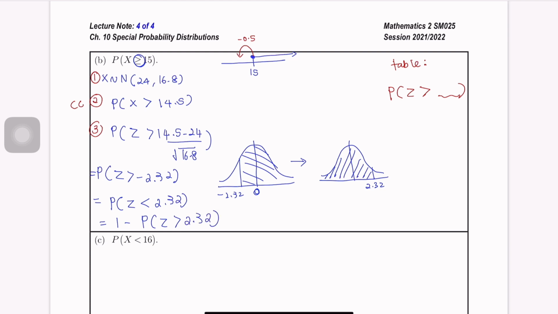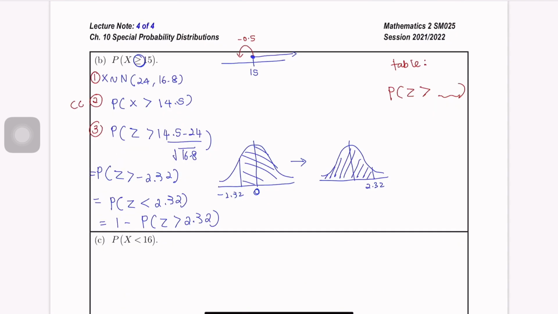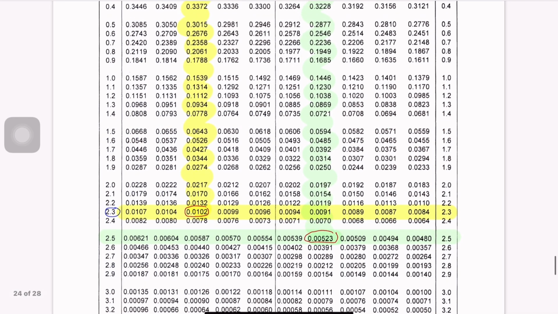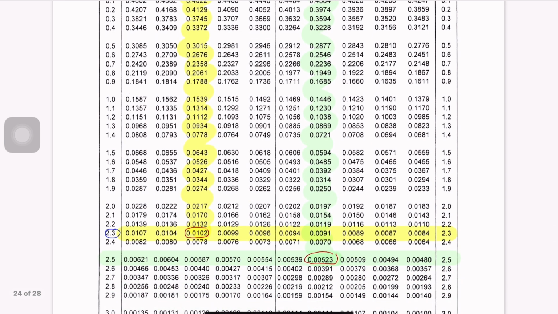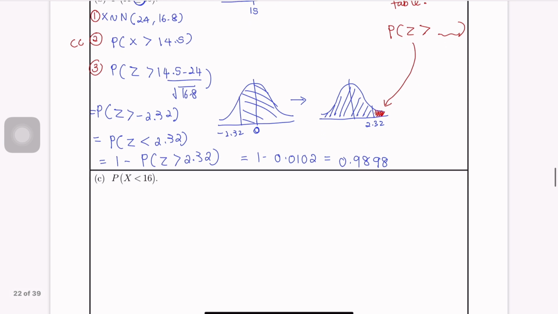And why is that so? We have 1, and 1 is the total probability. So 1 minus, because we don't want this area, and this area we can get from the table. That's why we have 1 minus probability Z greater than 2.32. Then look at the table. Okay, 2.32, I think we already have it. So 2.32 is equal to 0.0102. So 1 minus 0.0102, and then we'll get 0.9898.